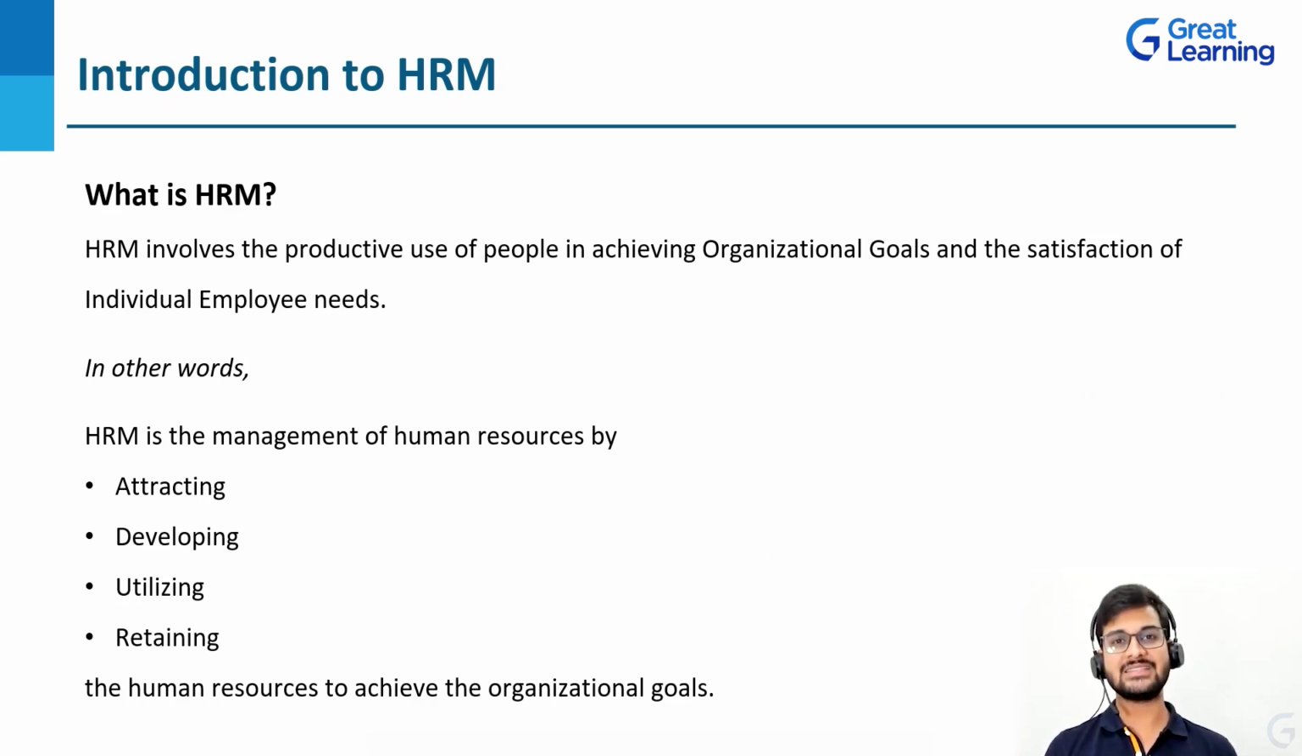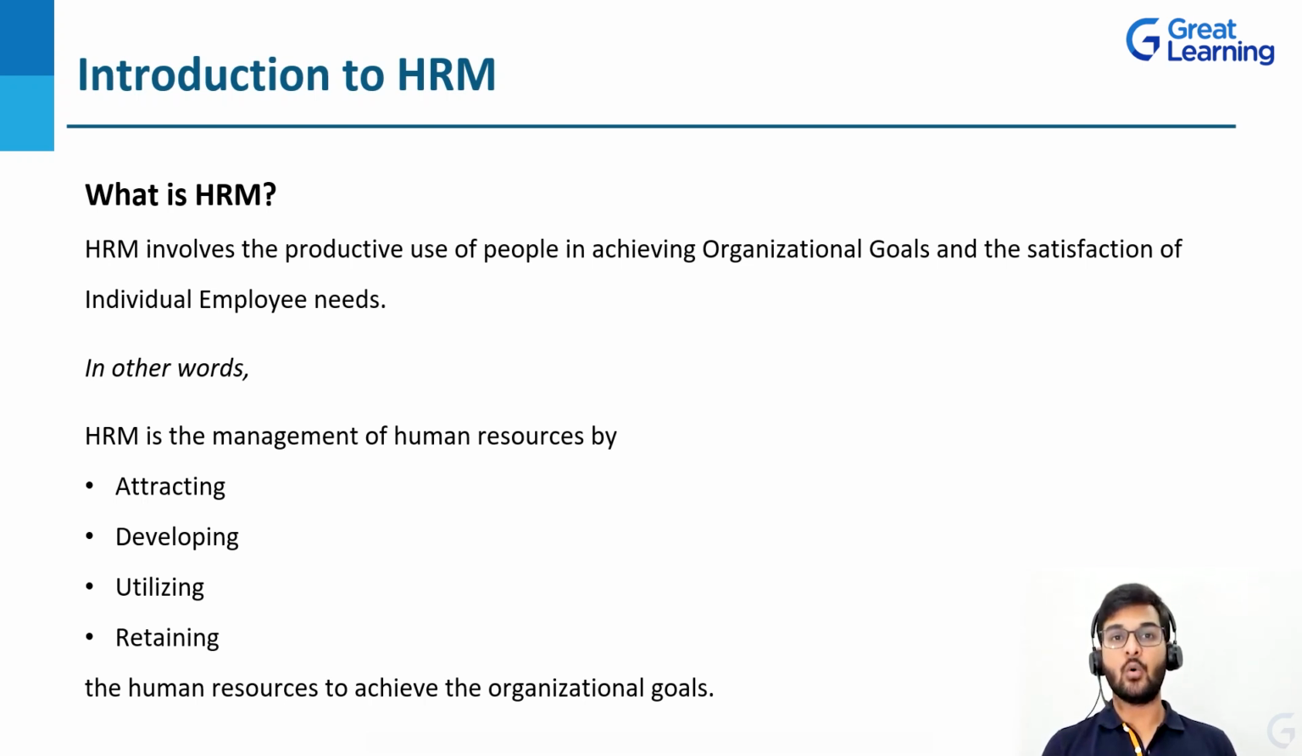Now, finally, let's look at this term called HRM. What exactly is human resource management? As you can see on the screen, HRM involves the productive use of people in achieving organizational goals and the satisfaction of individual employee needs. In other words, HRM is the management of human resources by attracting, developing, utilizing and retaining them to achieve the organizational goals. What are resources? Nothing but the inputs which are used to produce something productive, a product or a service. People are also a very good resource because they can manage all other resources, so they are called your human resources. Managing those human resources is human resource management. That is HRM. It involves attracting, developing, utilizing and retaining the people.